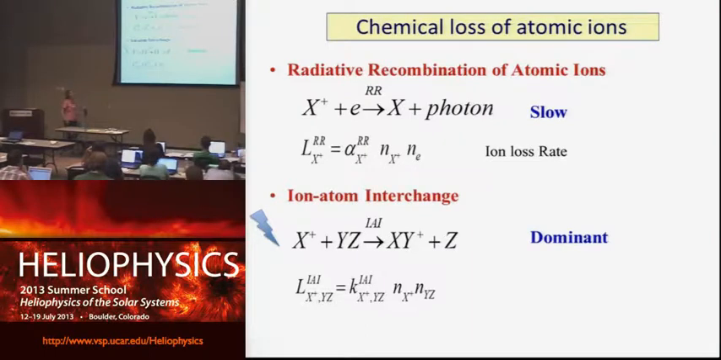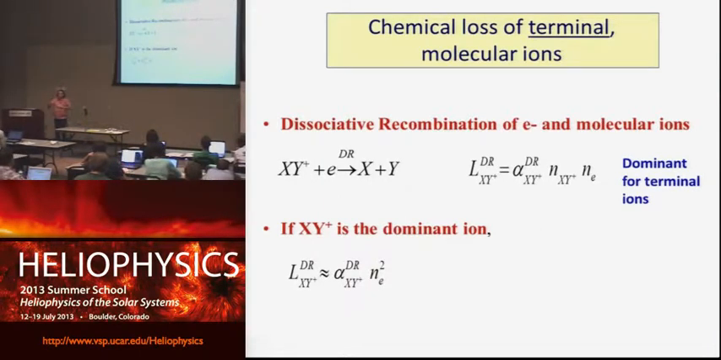So let's first look at loss of ions, chemical loss. First, for an atomic ion, it could recombine with an electron radiatively, but such a reaction is extremely slow. What happens is that there is actually ion-atom interchange, where the atomic ion reacts with a neutral, yielding the production of a molecular ion, and that's the main loss of atomic ions in the atmosphere. As for molecular ions, they can also react through ion-neutral reaction. But if you look at the terminal molecular ion, terminal meaning that after that there is no longer an ion but only neutral products, that happens through a dissociative recombination between the molecular ion and the electron, yielding a neutral product.